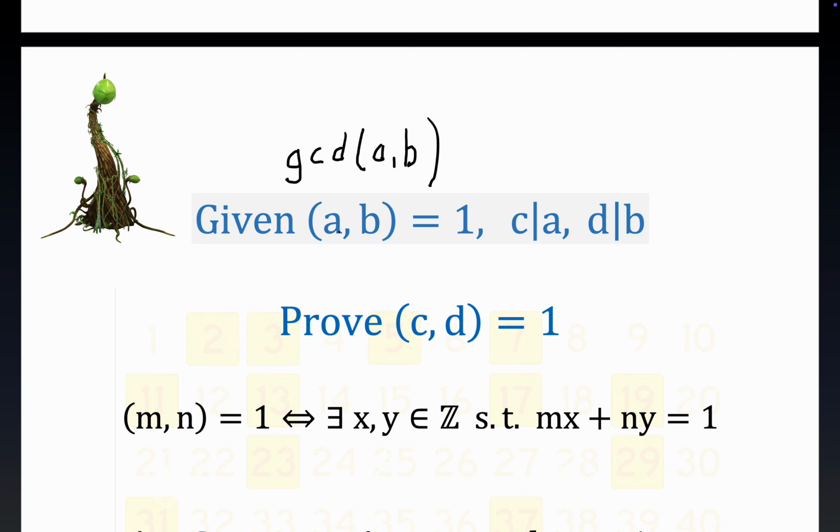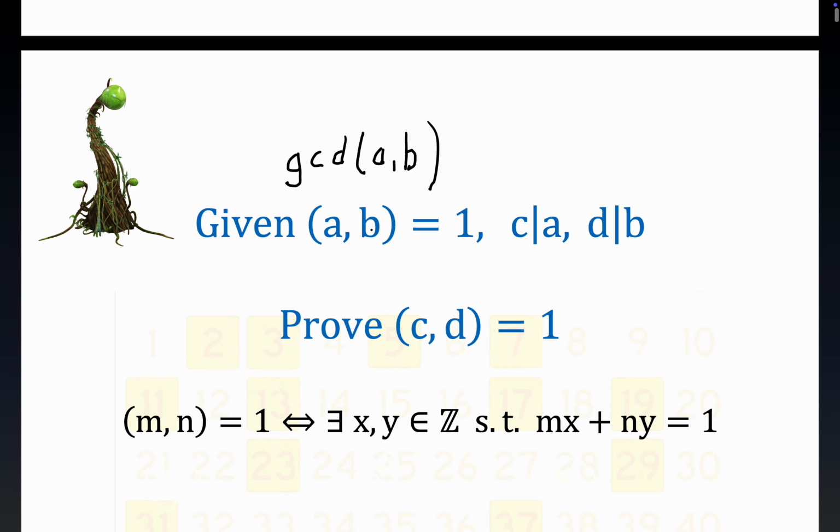But we're supposing that two integers a and b don't have any common factors. That's what this means. The greatest common divisor of a, b is 1 means that a and b can't share any common divisors, prime divisors or composite divisors either way. Now we're given this information that a and b have no commonality, and we're also given that c divides a, and c is another integer, and that d divides b.